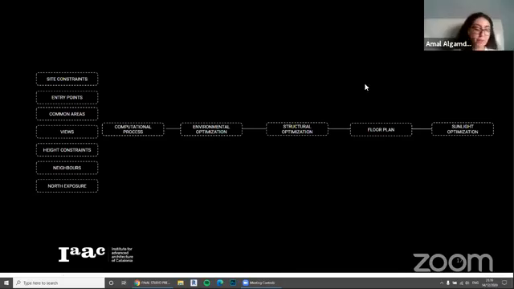Basically, we started with defining our design workflow. We started with our site parameters, and then we went through the computational process till the end result.